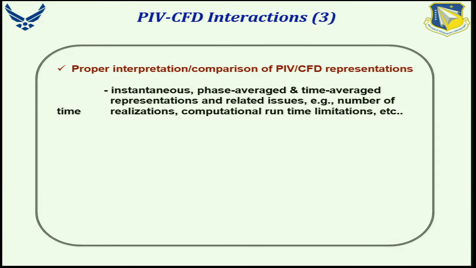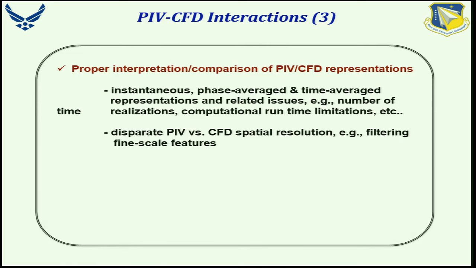So we need to interpret the results appropriately, and each one has its strengths. One of the issues, and it was mentioned earlier, is that instantaneous is hard to get in PIV, but instantaneous is what we get in CFD. Getting phase average and time average results is sometimes very hard to do in simulations. Let's say you have to do many cycles of a motion. It's easier just to do a couple of cycles and get the instantaneous picture.